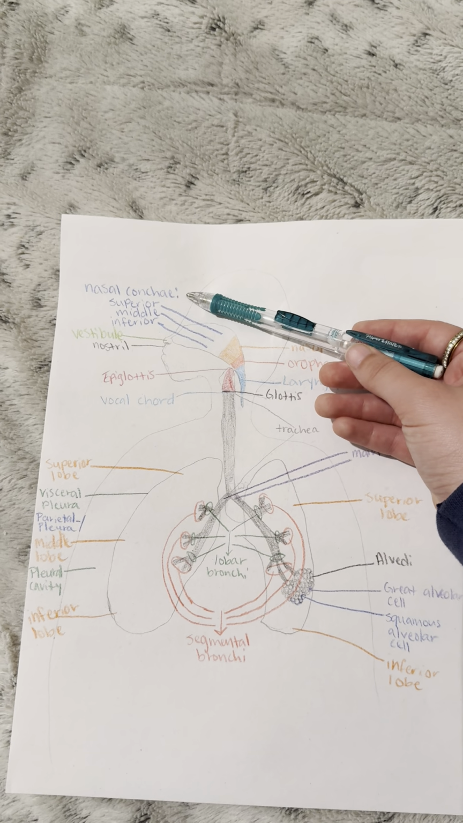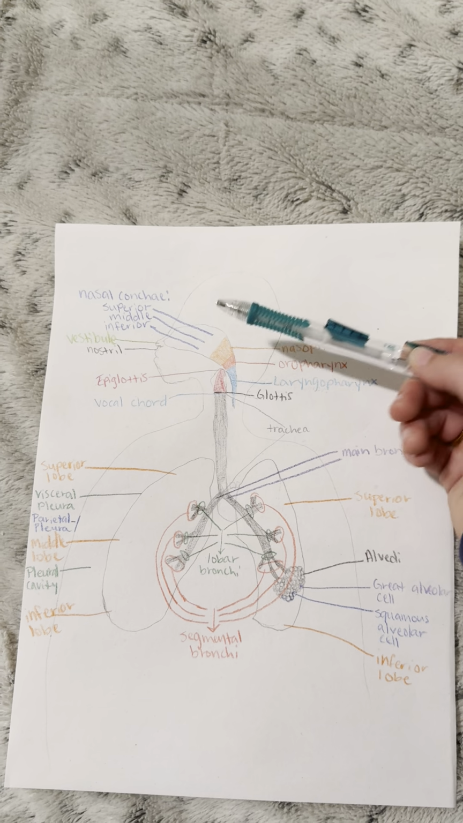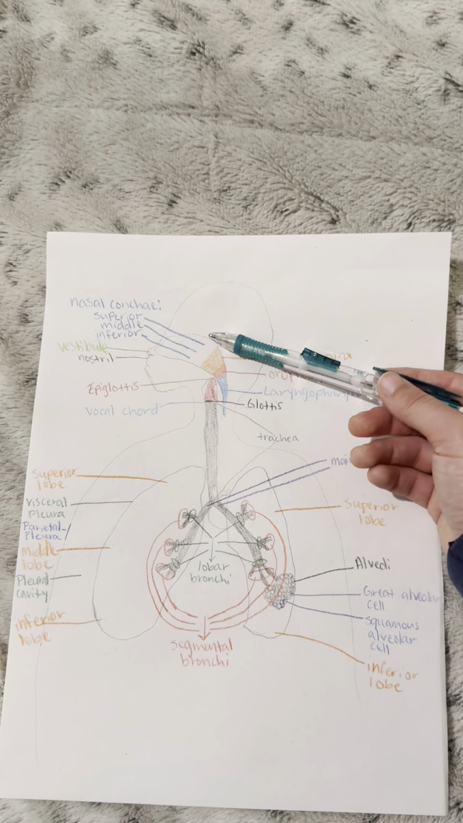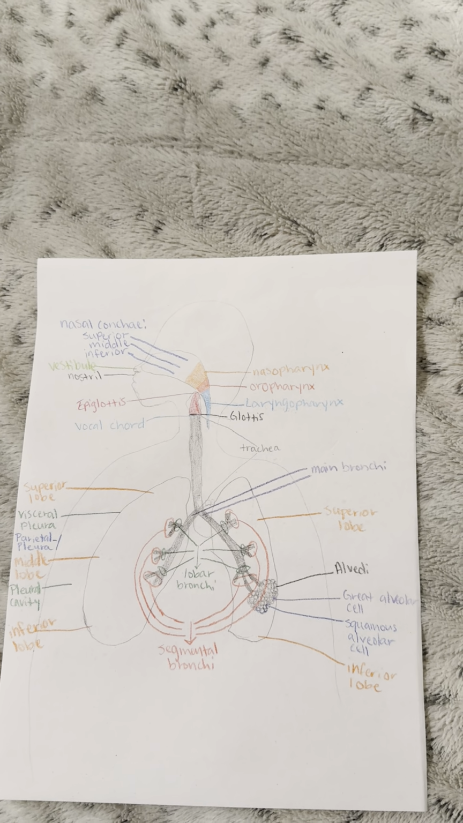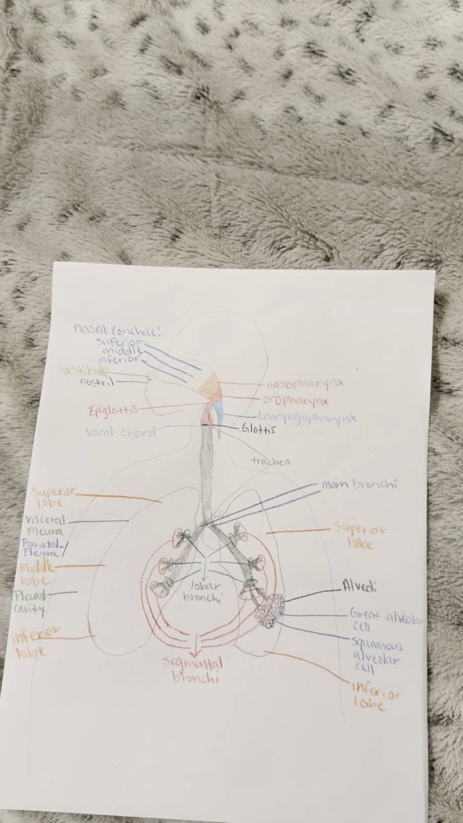Next, we have the nasal concha, and there are three parts: the superior, middle, and inferior. And these form a passageway for air. They increase surface area inside the nose so that air stays in longer to humidify and warm up if necessary.